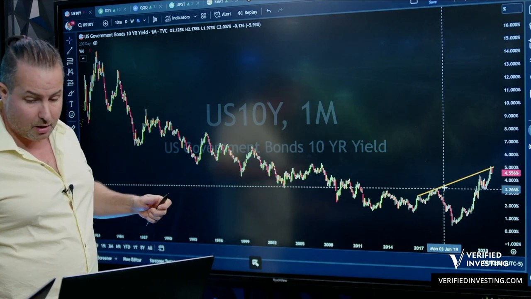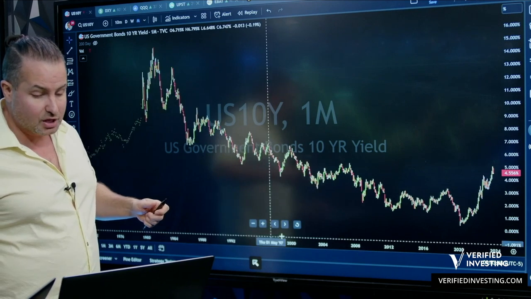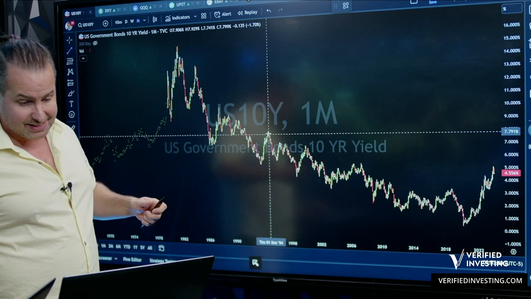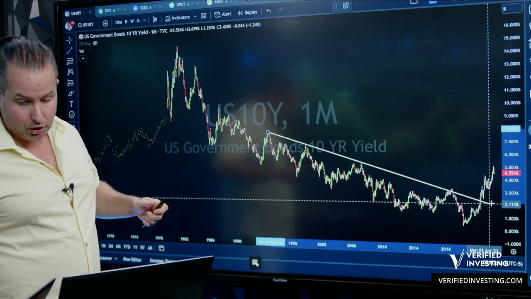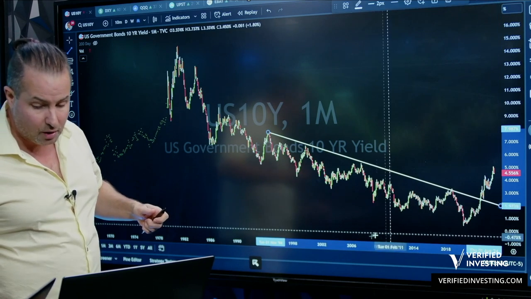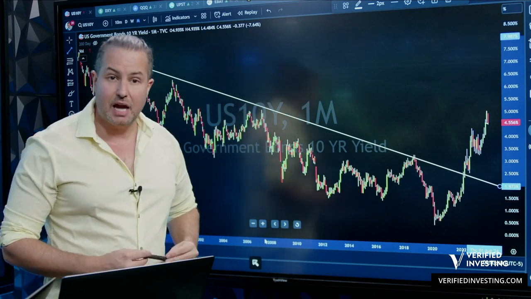Now, interestingly enough, we're going to erase this trend line right here, and we're going to just draw some other trend lines on the chart. As we bring this into focus, I want to take a trend line and extend it down here. I want to show you how charts even work with the 10-year yield, all right? So there's your trend line, and this trend line goes back to 1994.